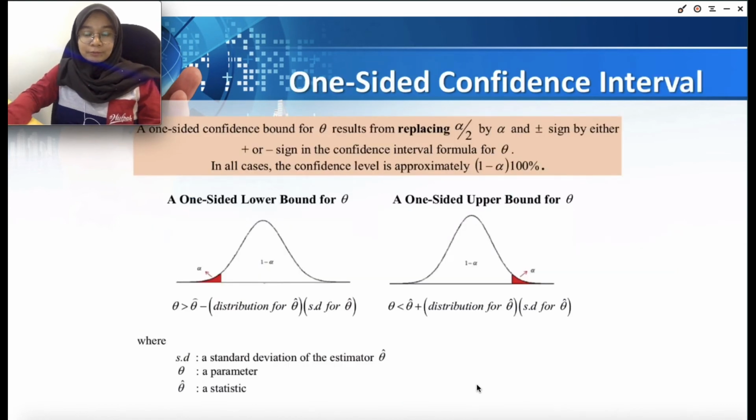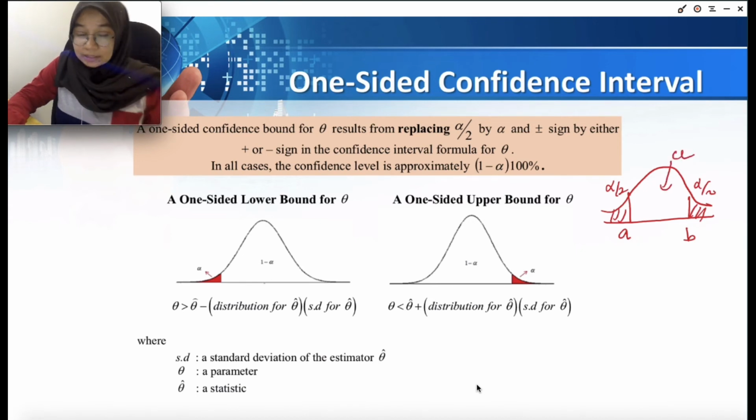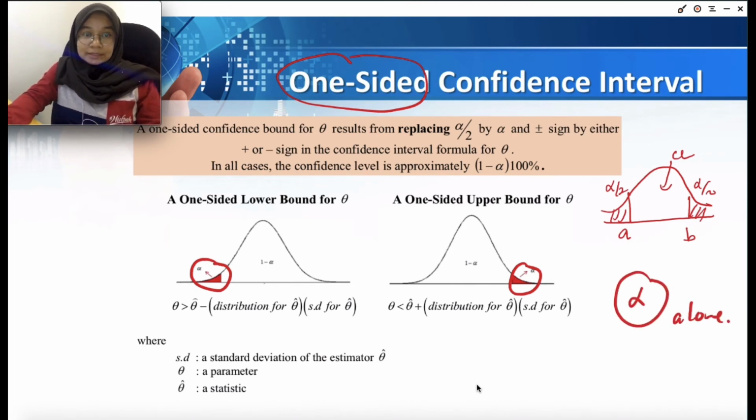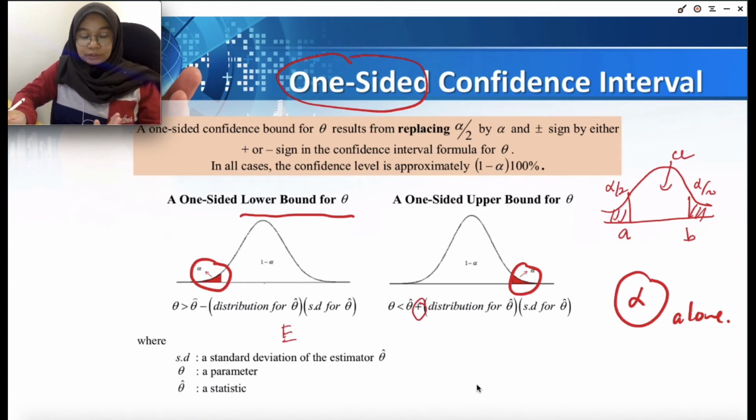And now you have the one-sided confidence interval. Just now you had two-sided, where you have error on two sides, lower boundary and upper boundary, so your alpha is divided by 2. This one is your confidence level. Now let's say you have one-sided, meaning you only have one side of error. If you have one side of error, alpha is not divided by 2. Alpha stands alone. If it is the lower boundary, theta is minus the error. If it's the upper boundary, it is plus. So you have to look at the situation or the question. If the question asks for one-sided, alpha cannot be divided by 2.